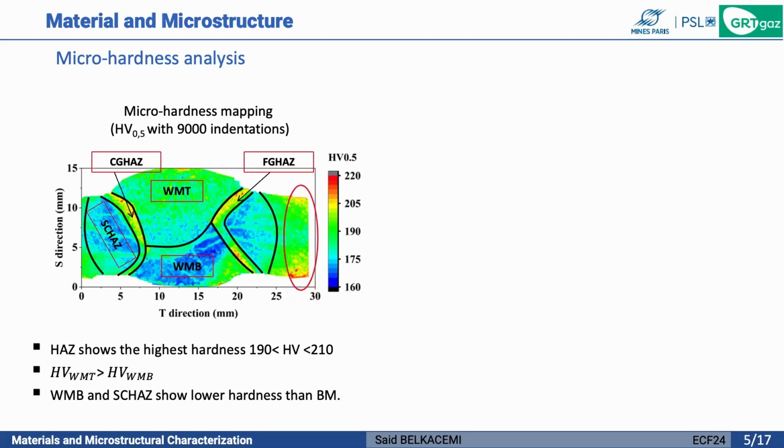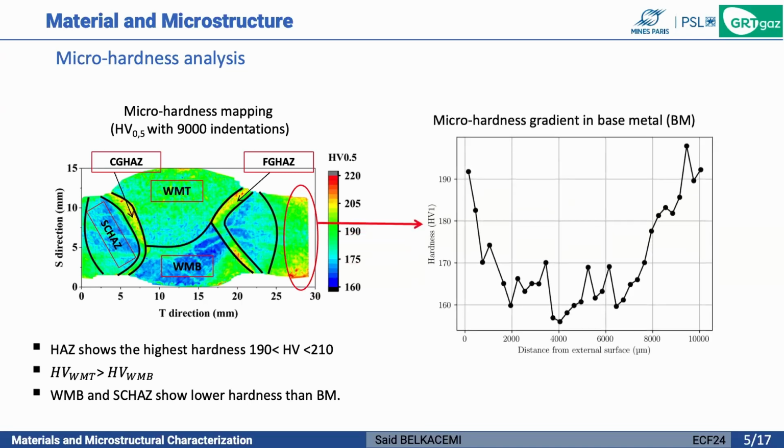When we look also at the right extreme of this map, we see that we have a difference in the micro hardness of external and internal subsurfaces compared to the center of the thickness. To confirm that, we have done some hardness variation far away from the weldment, and we see that we have this difference in the micro hardness between external and internal subsurfaces compared to the center of the thickness.